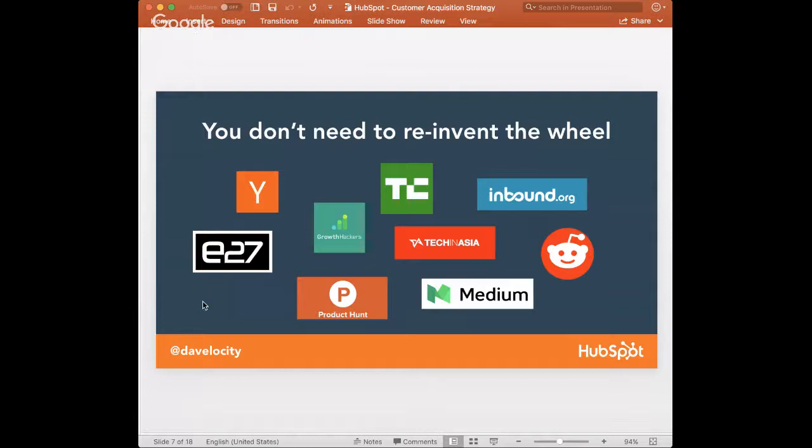So it's not so much you need to come up with the latest and greatest technique, or figure out the latest and greatest marketing tactic. You don't need to reinvent the wheel. All you really need is a plan to put all these things together so you can figure out the most important priority for your customer acquisition strategy.